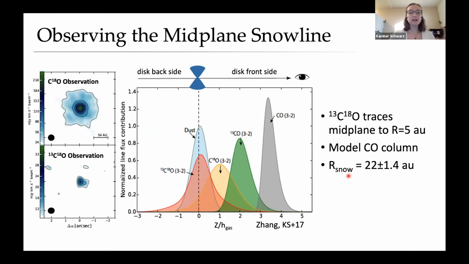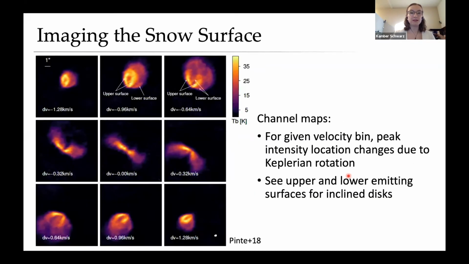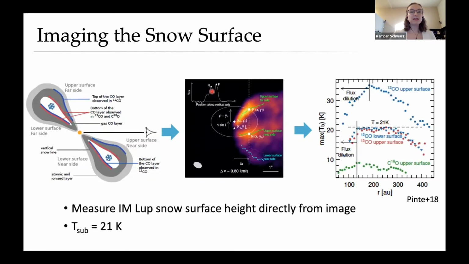But when the disk is more inclined, you can actually directly observe the CO snow surface. So what I'm showing here are a series of channel maps. If you're not familiar, these break down the emission into discrete velocity bins. As you move through velocity space, the location of the peak intensity is going to change because the disk is in Keplerian rotation. And in this edge-on disk, you can see emission coming from an upper surface as well as from a lower surface because your disk is more inclined. So you can use this to actually trace the height of the CO emitting layers.